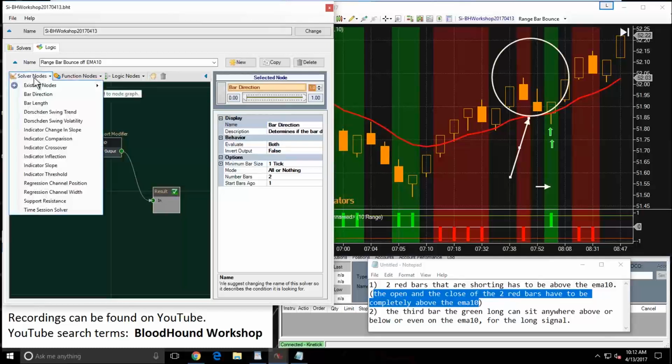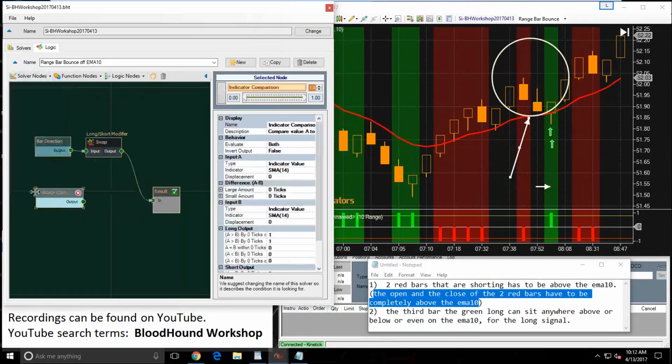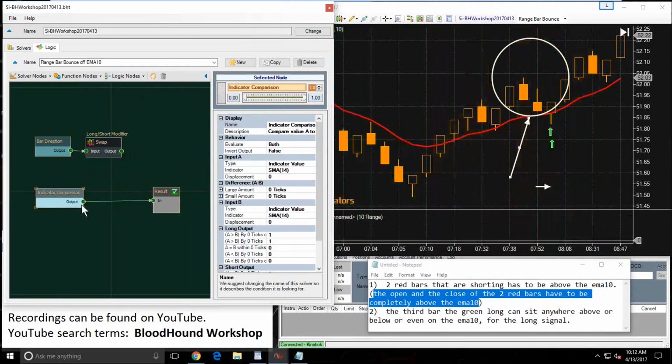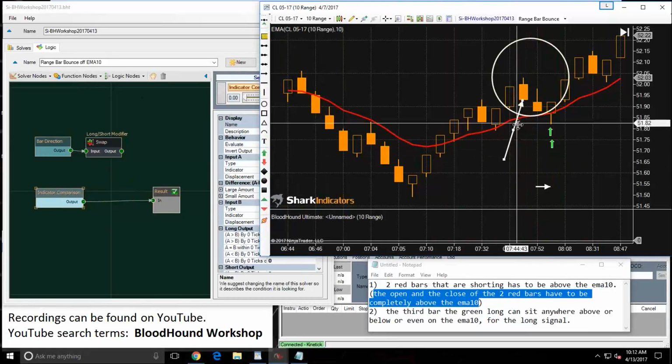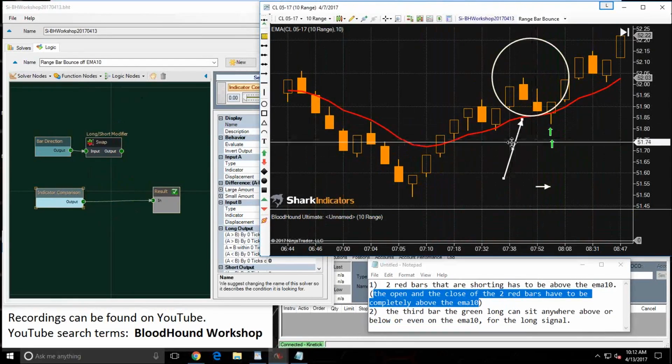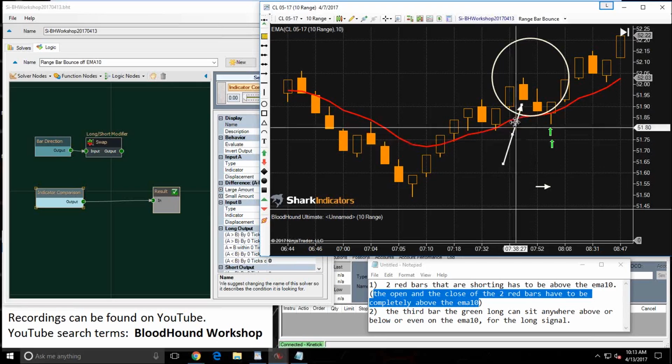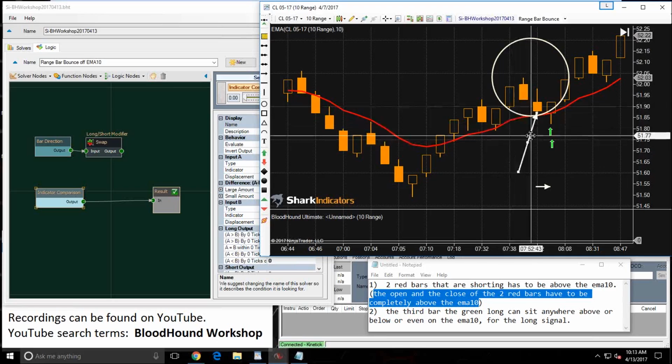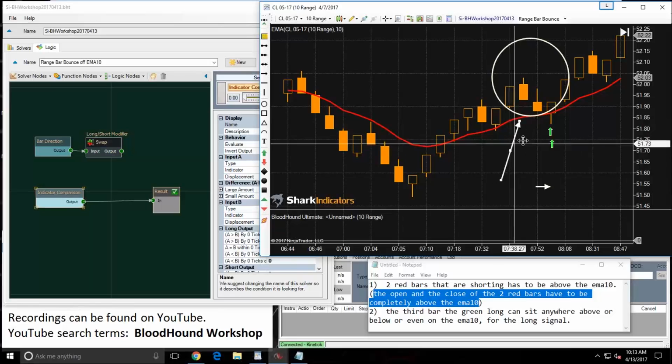So to do that, let's grab a comparison solver here. All right, comparison solver. Now, to make sure that a bar is completely above or below a moving average, what are we looking at on the bar? Well, we just have to make sure that the low of the bar is above our moving average.